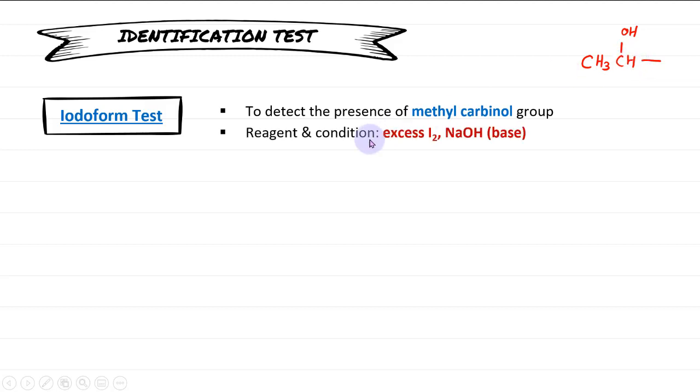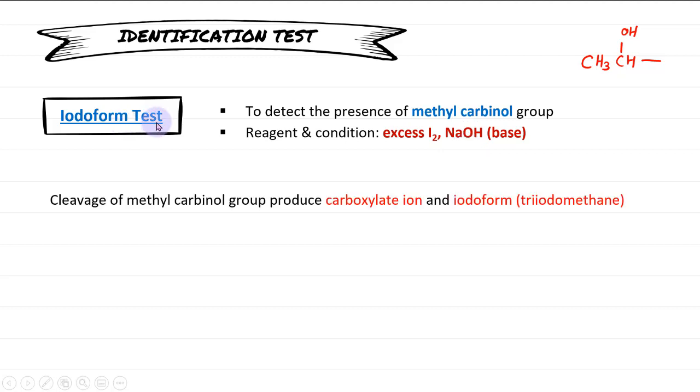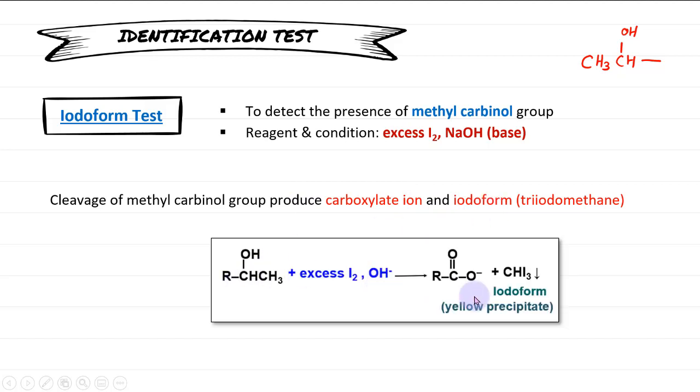So the reagents and conditions for this iodoform test, we need to have excess iodine in the presence of a base. For the base, you use NaOH, KOH, or simply OH minus. So in this iodoform test, there will be a cleavage of this methyl carbonyl group, and it will produce carboxylate ion and iodoform. Okay, so this will be the general equation.